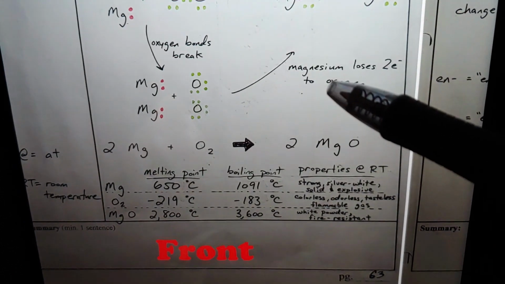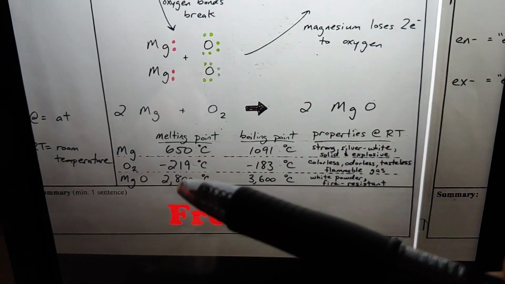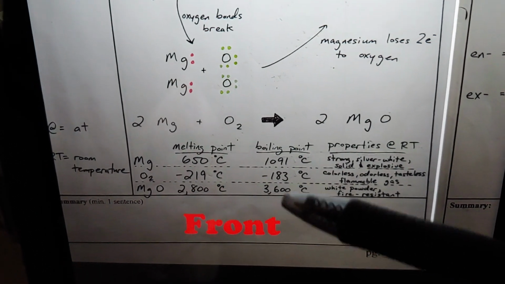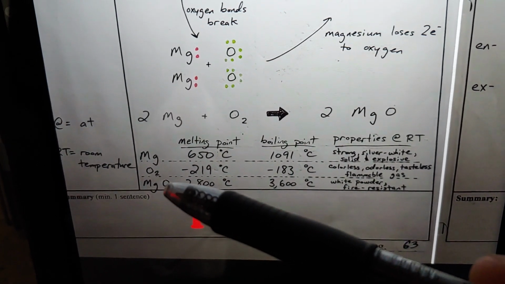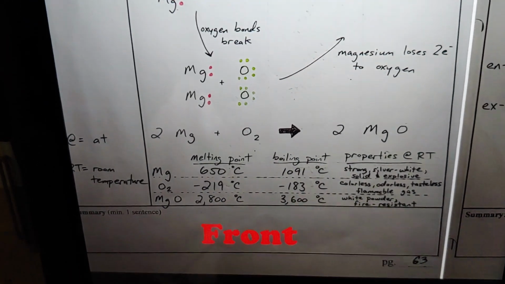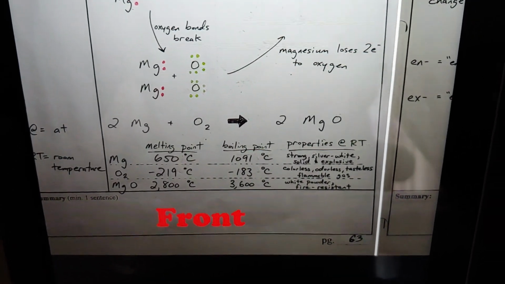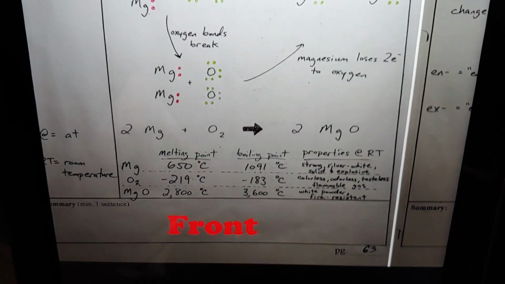But look what happens when you combine magnesium and oxygen. It has a melting point of 2800 degrees. It boils at 3600 degrees. It is fire resistant. This is what we use in buildings, and we cover even metal in high-rise buildings with magnesium oxide to help the metal not melt in a fire.